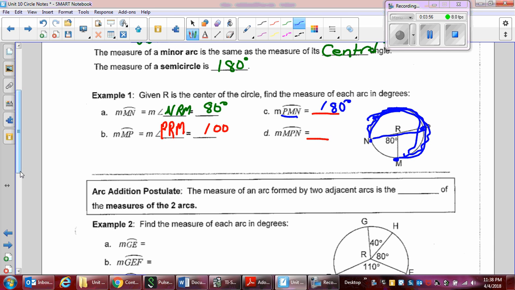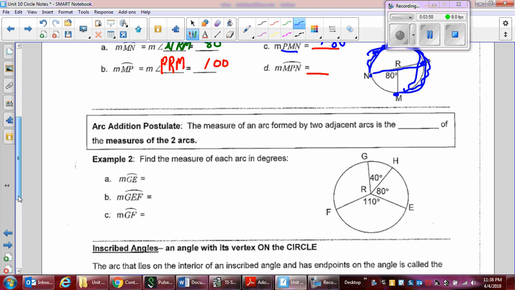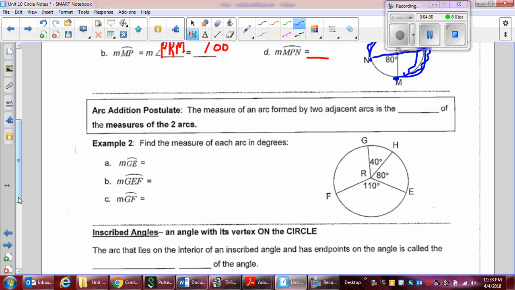All right, the next one is the arc addition postulate. It is the same thing as our angle addition postulate. The measure of an arc formed by two adjacent arcs is the sum of the measures of the arcs. So we're going to put the sum. That's what addition is, right? Addition is sum. So in this case, what is GE?